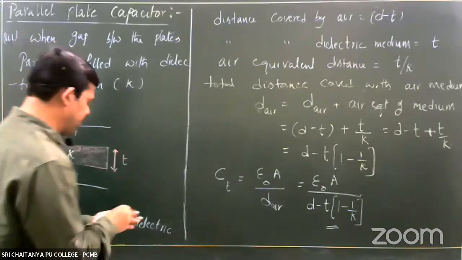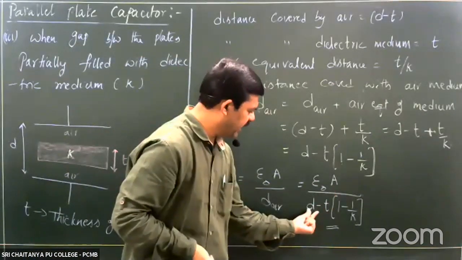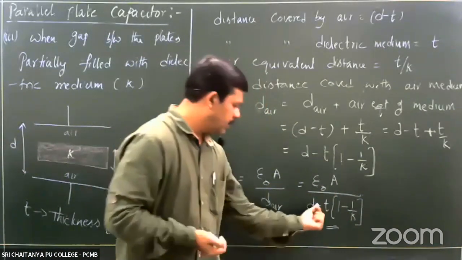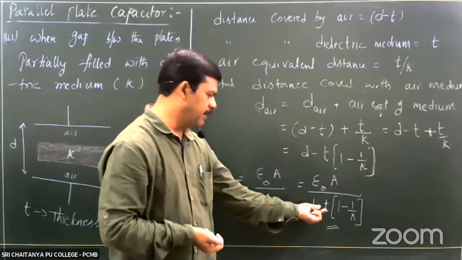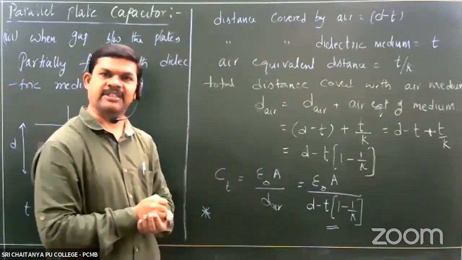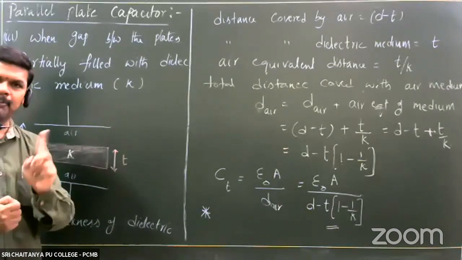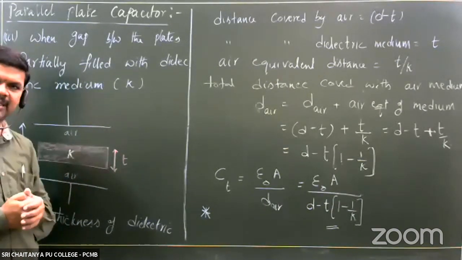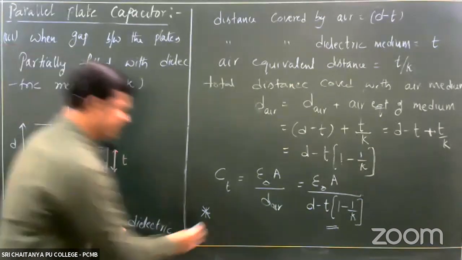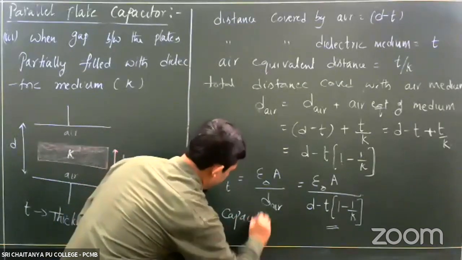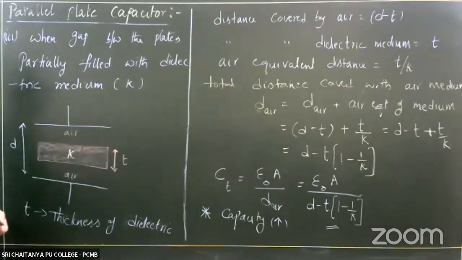See here also, what happens to capacity? Epsilon naught A by D minus of something. Minus of something means the denominator is decreasing. When the denominator decreases, capacity increases. Whenever the gap is filled either fully or partially with a dielectric, what happens to the capacity? Capacity increases. Clear? Come on, note down.